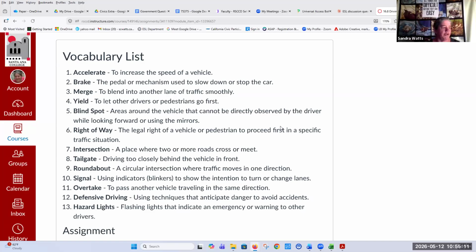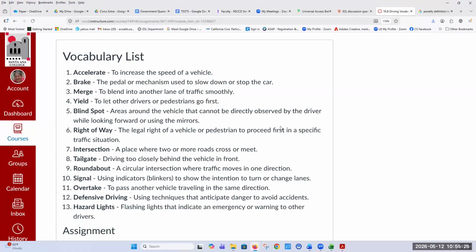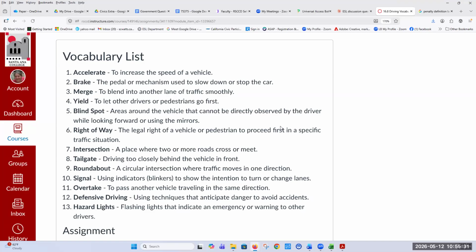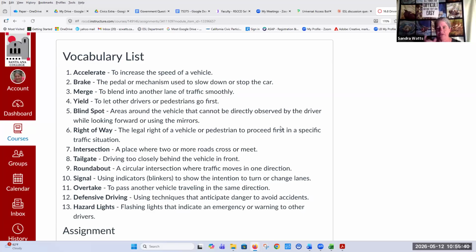All right. Number 11. Overtake. Overtake. Number 12. Defensive driving. Defensive driving. And 13. Hazard lights. Hazard lights. Hazard means like danger. If you ever see like one of those yellow signs that says caution hazard, it means it's something dangerous. Okay. All right. So give this a try.